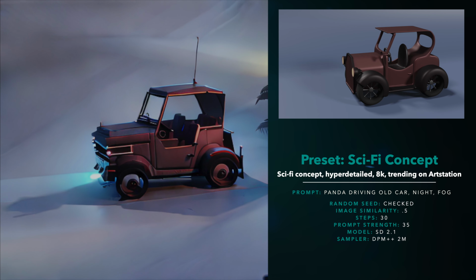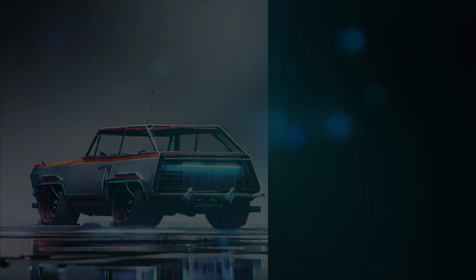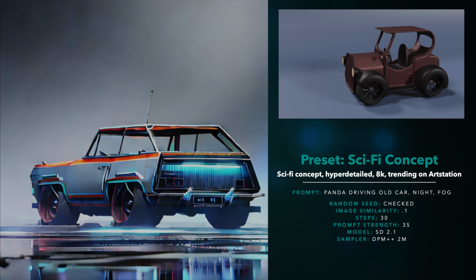Using Sci-Fi Concept preset, increasing image similarity to 0.5 and prompt strength to 35 generated a sci-fi car closer looking to my scene. It also generated a few leaves coming from the right side of the image and a weird circle inside the car. Generated AI image with image similarity 0.1 has interesting sci-fi results, but the panda is still nowhere to be seen.